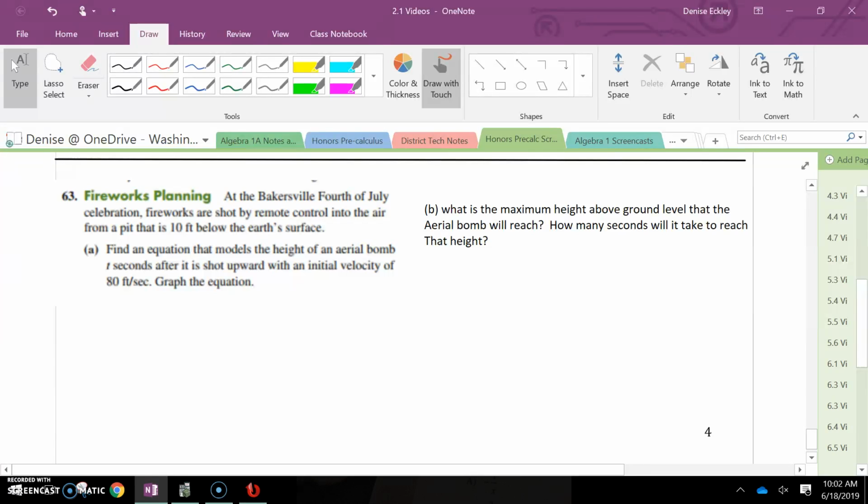Page 171, number 63. So we now have a problem about fireworks planning. At the Bakersville 4th of July celebration, fireworks are shot by remote control into the air from a pit that is 10 feet below the Earth's surface.